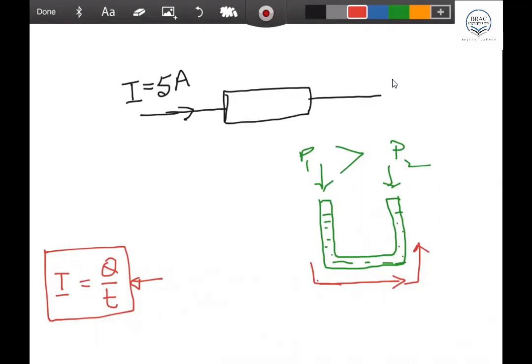And if P2 is more than P1, then the water will flow in the opposite direction. So water flows from higher pressure to lower pressure. In the potential difference, it is also the same.